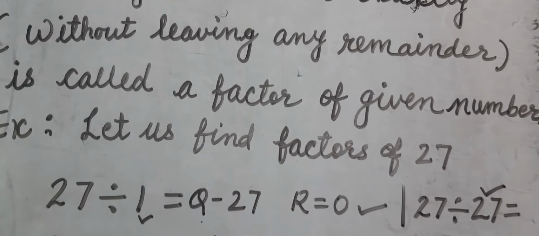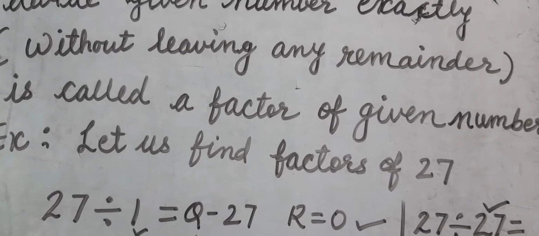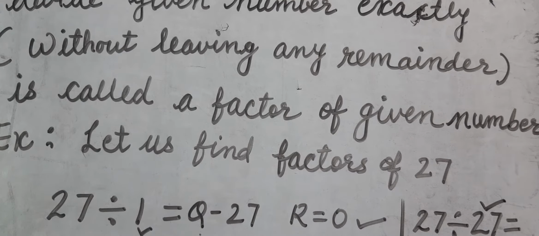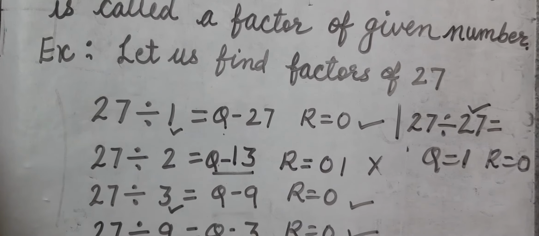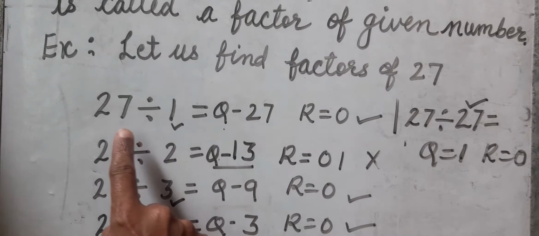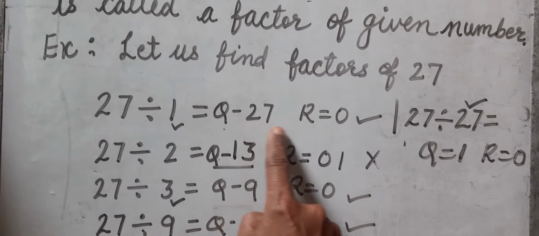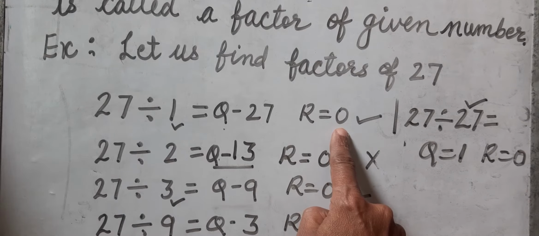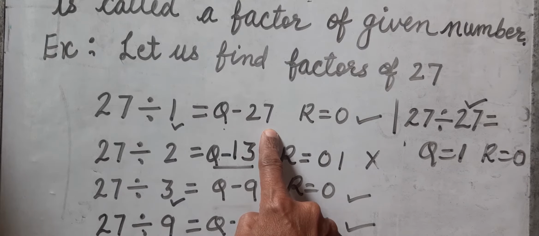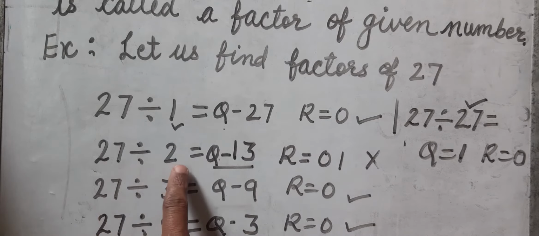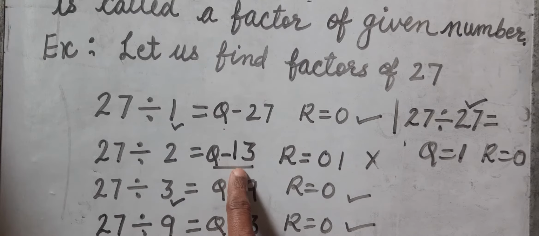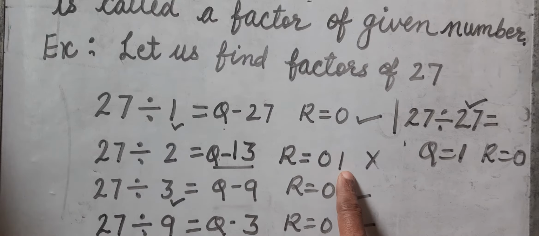We will see one example. If we want to find factors of 27, we will see which numbers divide 27 completely. When we divide 27 by 1, it will divide completely. The quotient will be 27, remainder is 0. Remainder is 0 means that number has been divided completely. 27 divided by 2. When we divide 27 by 2, it will not divide completely. We will get quotient 13 and a remainder. So whenever a remainder is there, it means the number has not divided completely.